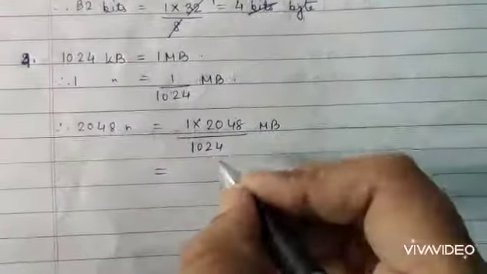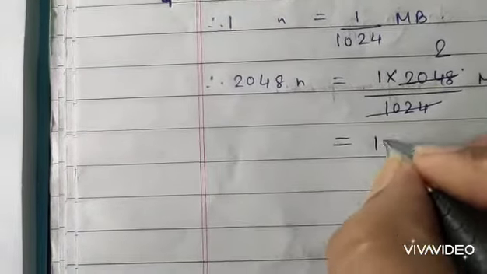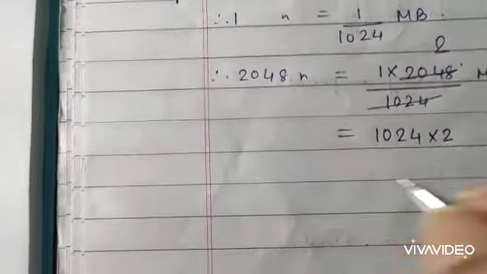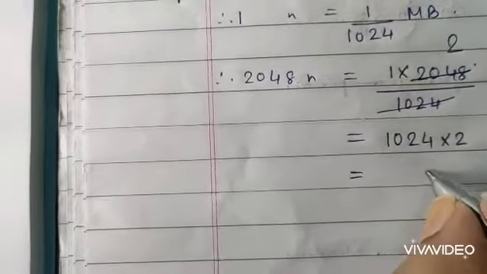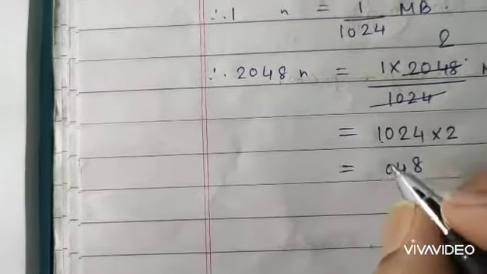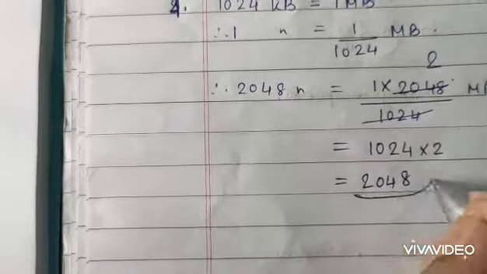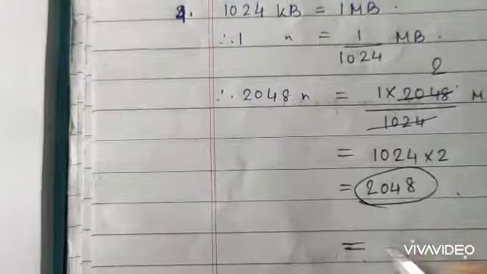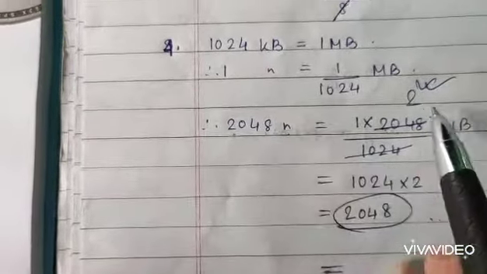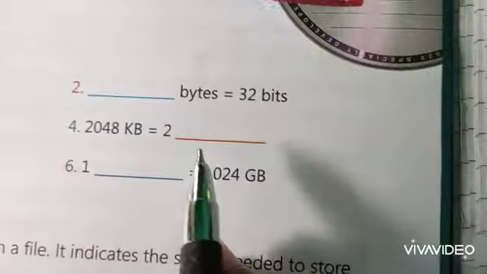So now divide. So how will it come? If you calculate, means multiply, that 1024 into 2. So 2 4s are 8, 2 2s are 4, 2 0s are 0 and 2 1s are 2. So the answer is 2048. So that 2048 KB is equal to 2 MB. So write here 2 MB.